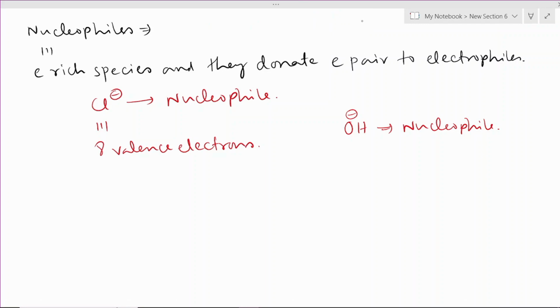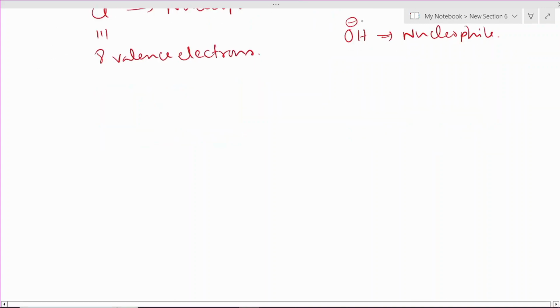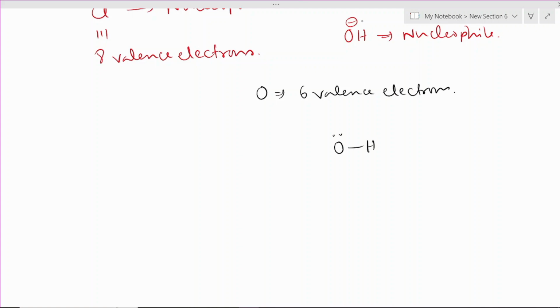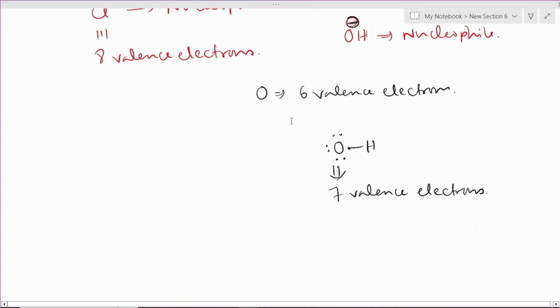because atomic oxygen contains 6 valence electrons. But OH- contains 1, 2, 3, 4, 5, 6 and 7 valence electrons. So that's why a negative charge is there, because it has 7 valence electrons, 1 electron greater than atomic O. That's why it is electron rich and it can donate an electron pair to electrophiles.